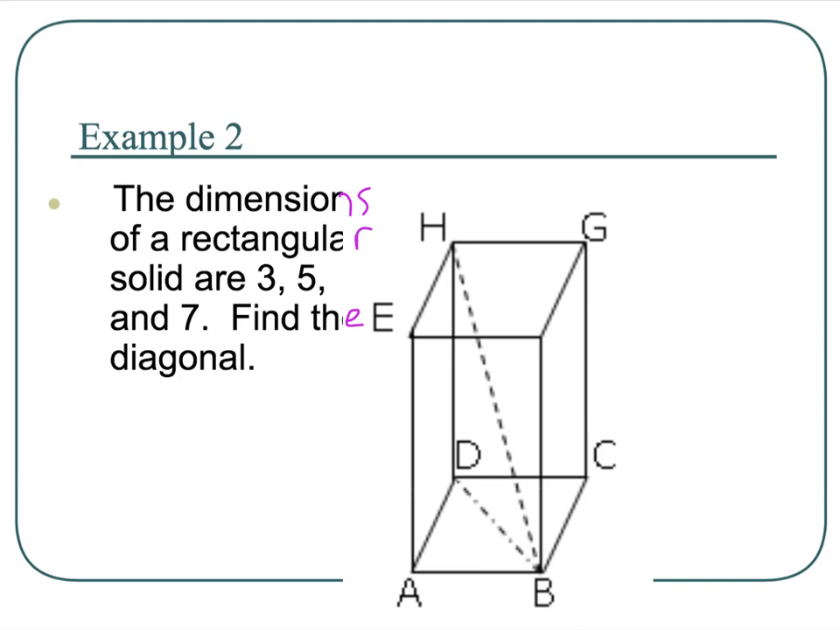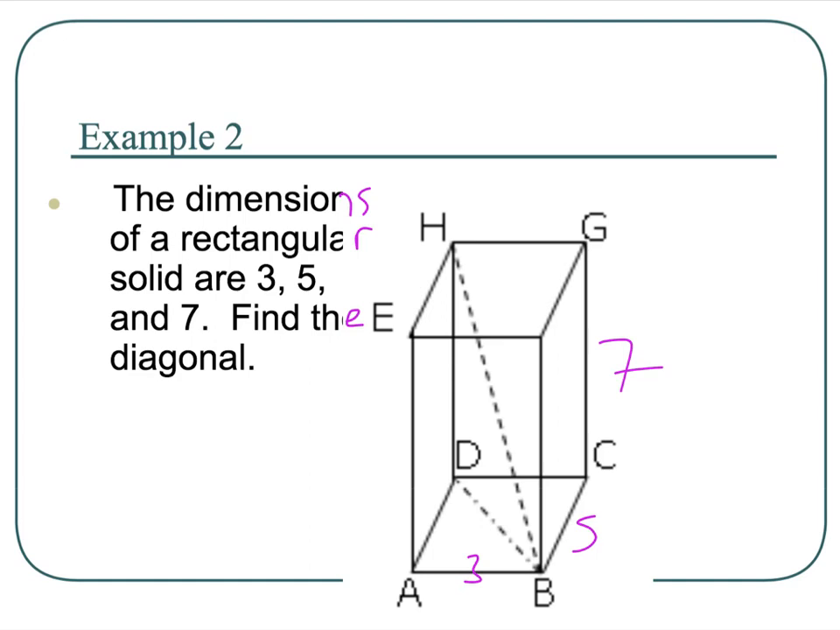I'm going to do this. We're going to go 3, 5, and 7. If you had the 3 here and the 7 here, that's totally fine. If you had the 3 over here and the 5 here, or the 3, the 5, and the 7, that's totally fine as long as it's your length, width, and height. It'll work out the same in the end.